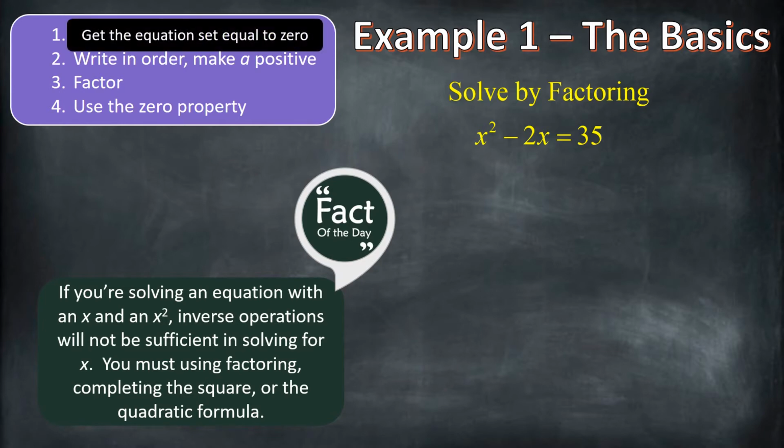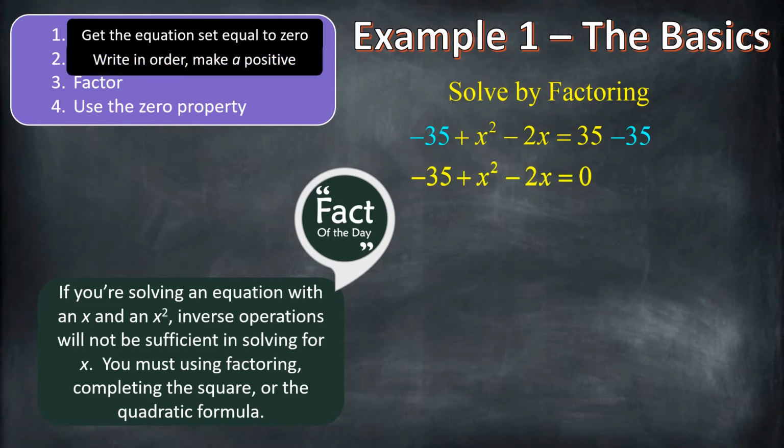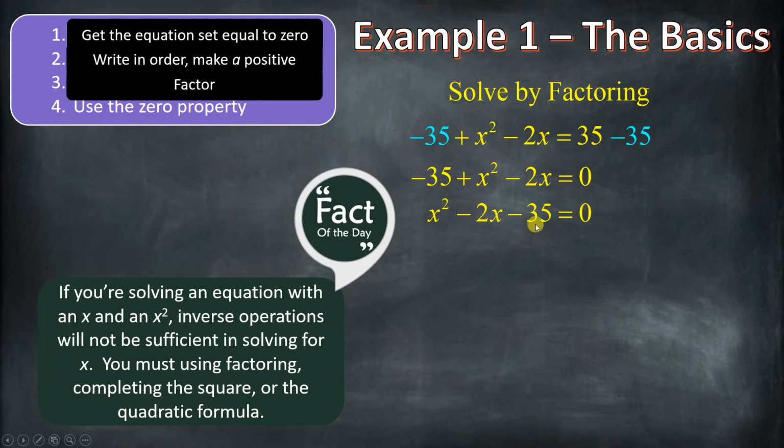Okay, in this one, we're talking about factoring, so these are all going to be factorable. So the first thing we want to do is get this equation set equal to 0. The way we're going to do that, we're going to use some basic inverse operations. We're going to subtract 35 from both sides, and what we're going to get is negative 35 plus x squared minus 2x equals 0. Now, of course, you could have written it in order already, but sometimes you don't think ahead like that. So all you've got to do is rearrange this a little bit. We're going to swap the negative 35, put it where c belongs, and we've got x squared minus 2x minus 35.